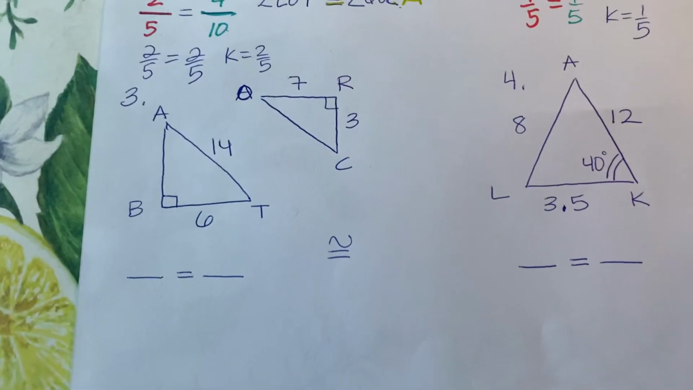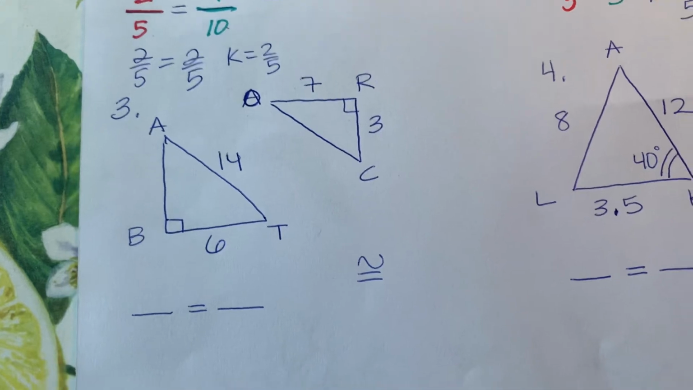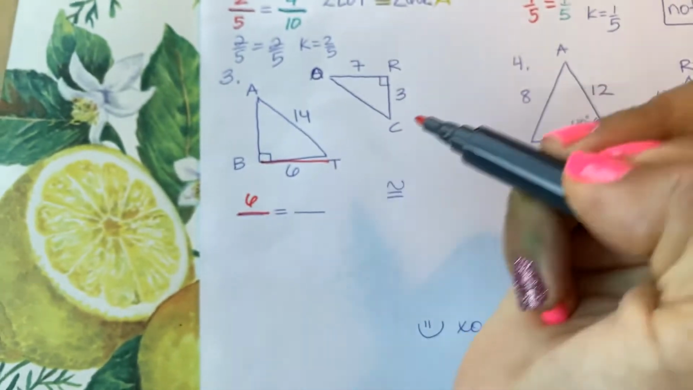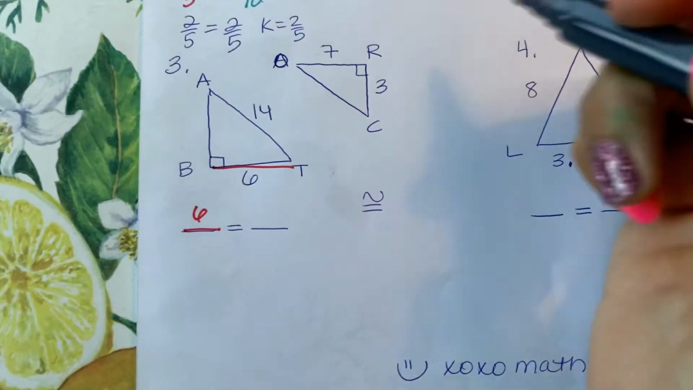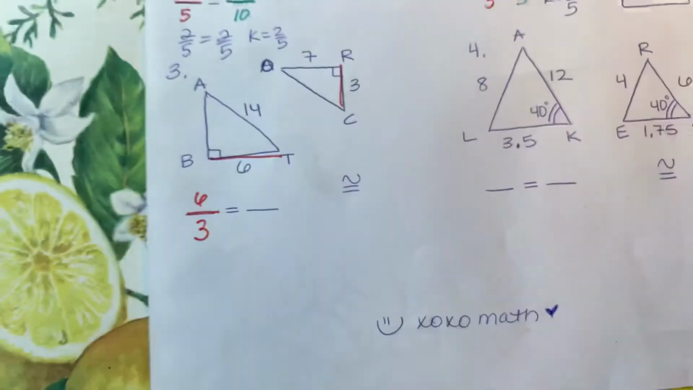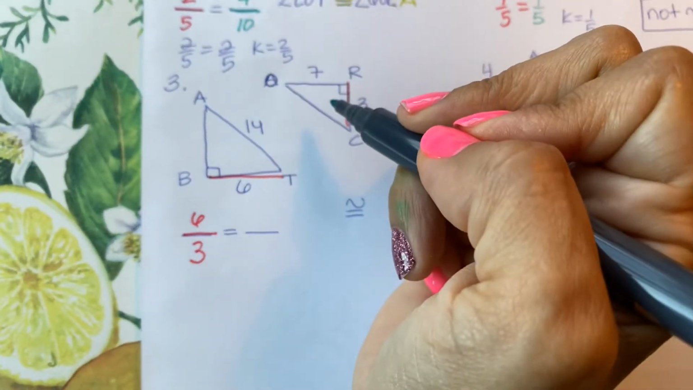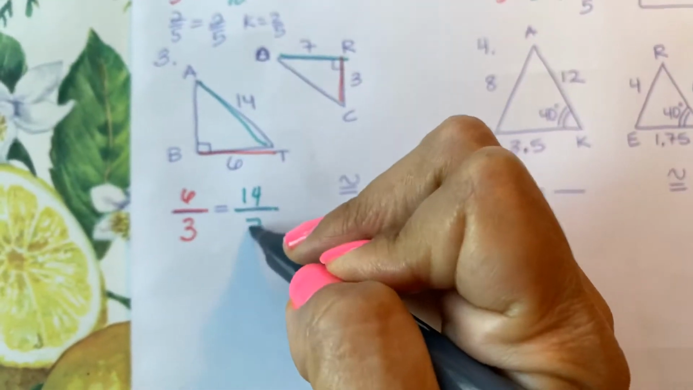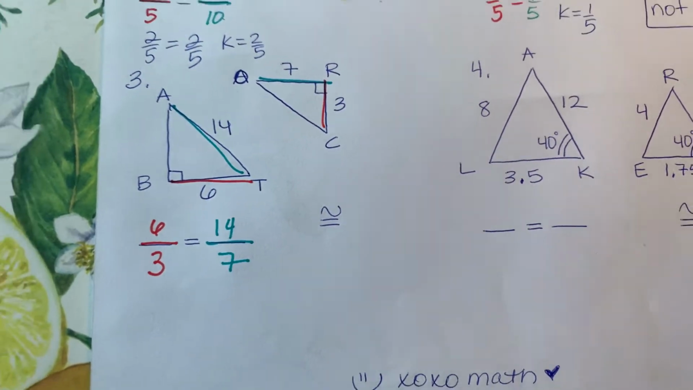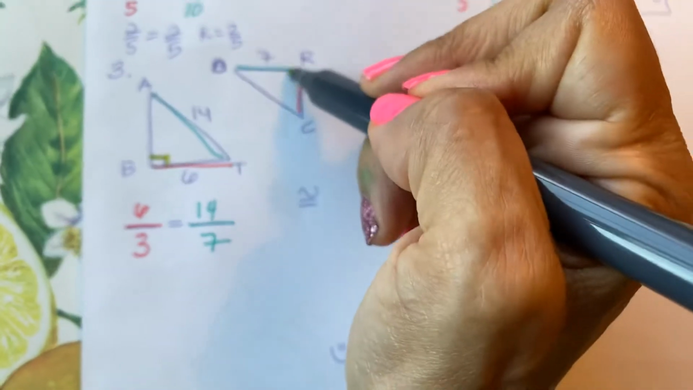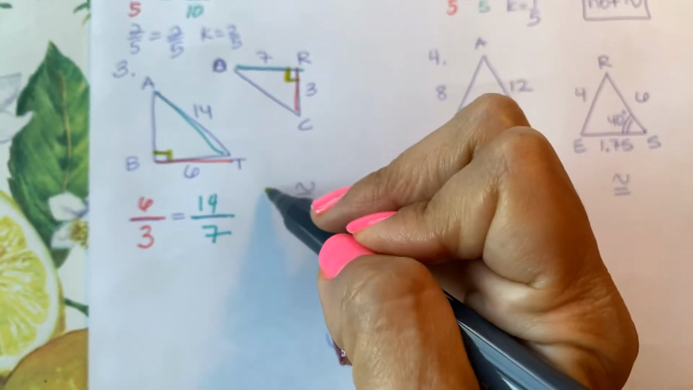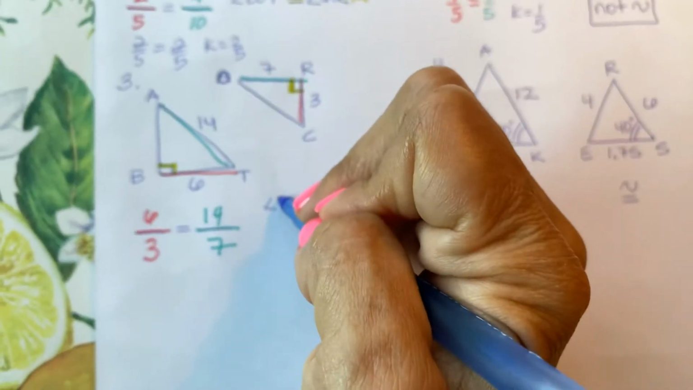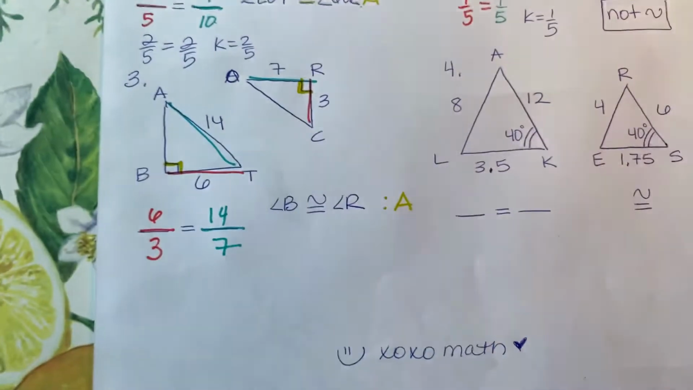Okay, so here we go. Again, let's make our little, okay, 6. Oh, I guess I'm going big, small now. So 6 to 3. And then I went big, right? 14, 7. And then let's look at our angles. I have 90, I have 90. So what did I start with? So this is an A, because angle B is congruent to angle R.